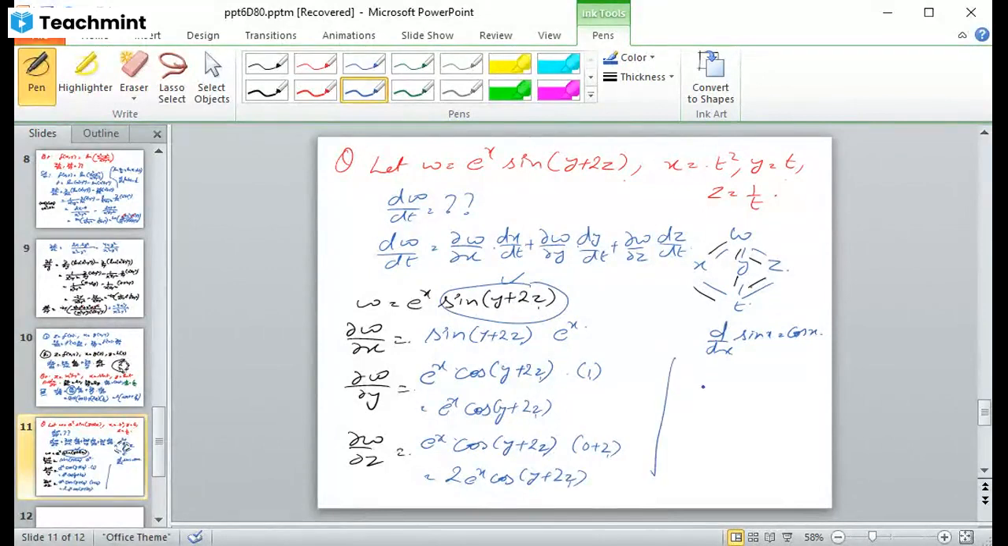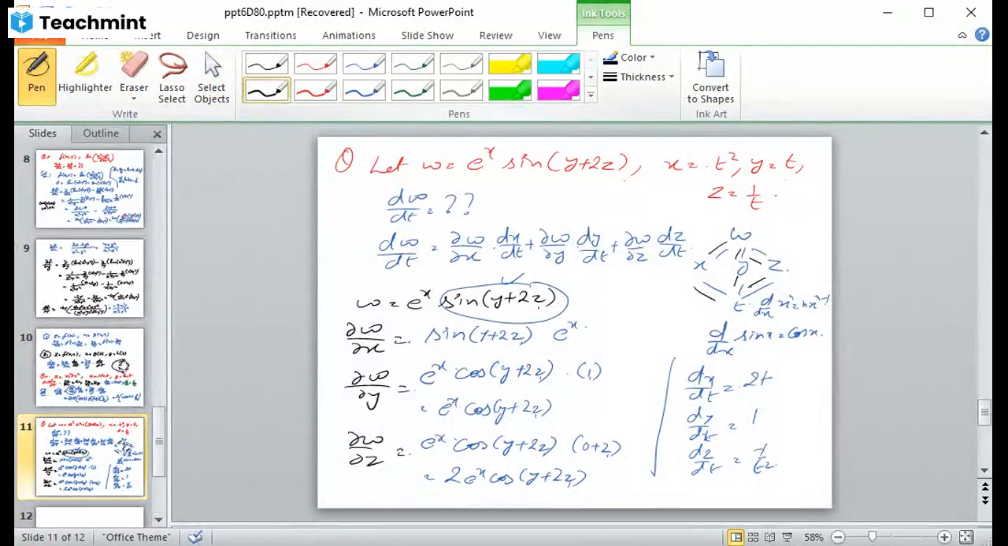And on the other hand, derivative of x with respect to t. x is t square, so its derivative is 2t. Simple polynomial function. Derivative of y with respect to t is 1. Derivative of z with respect to t is minus 1 upon t square. Simply using derivative of x power n is n times x power n minus 1. So now substituting all these values in this formula.